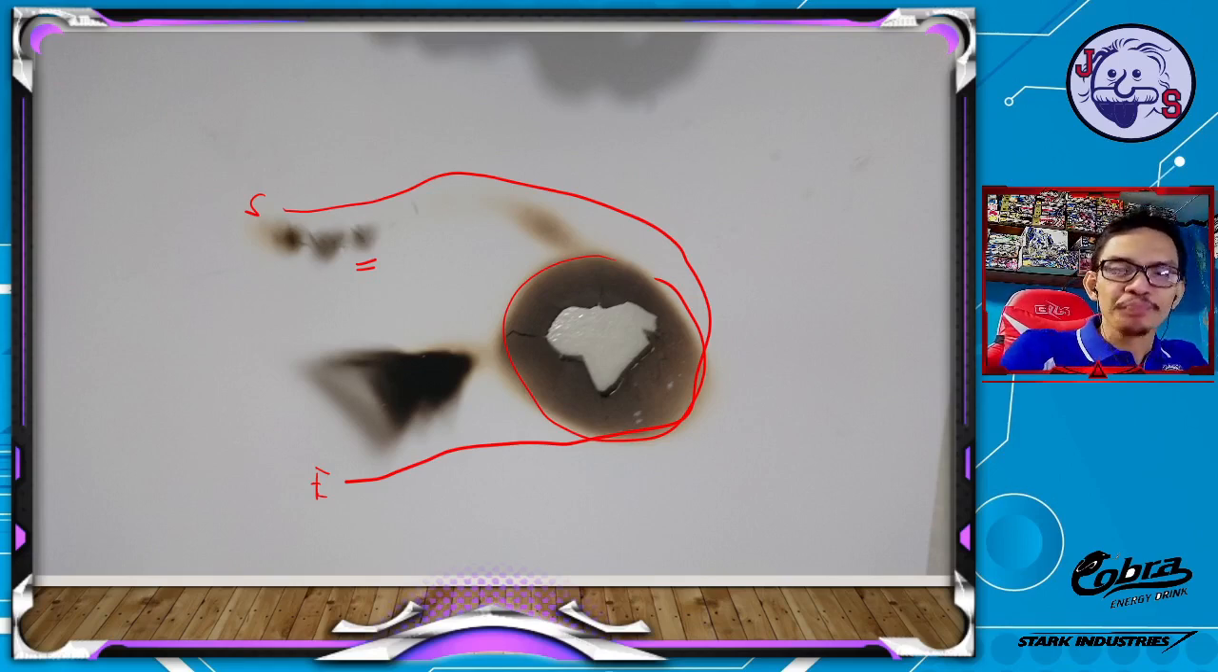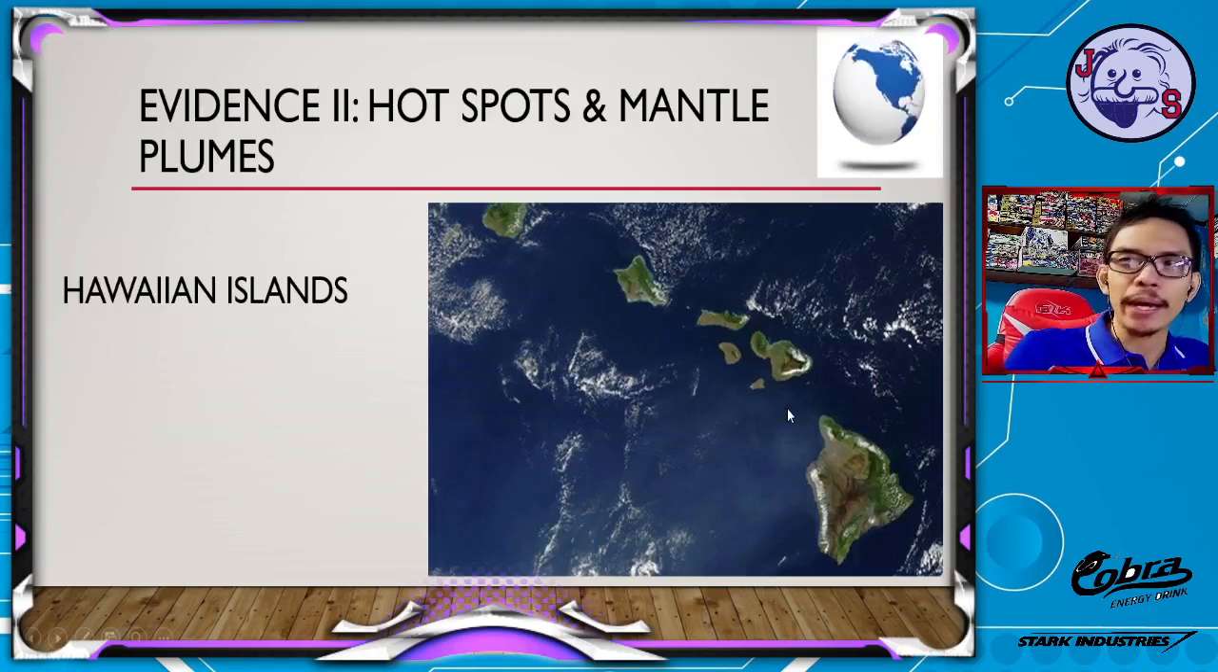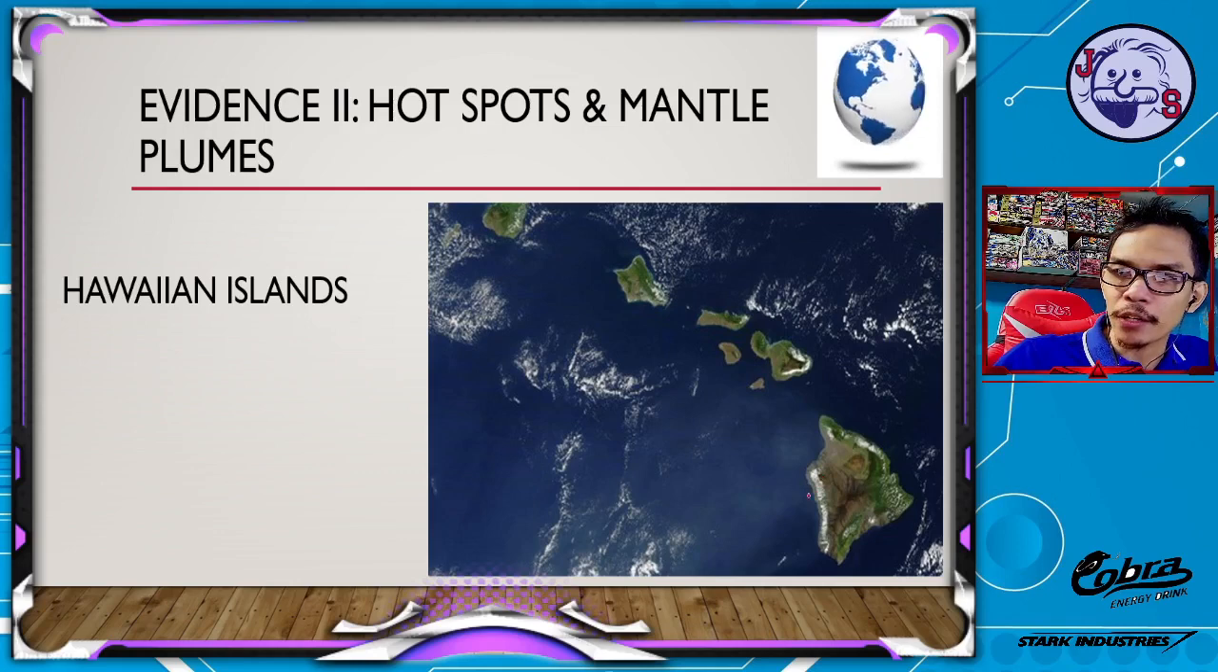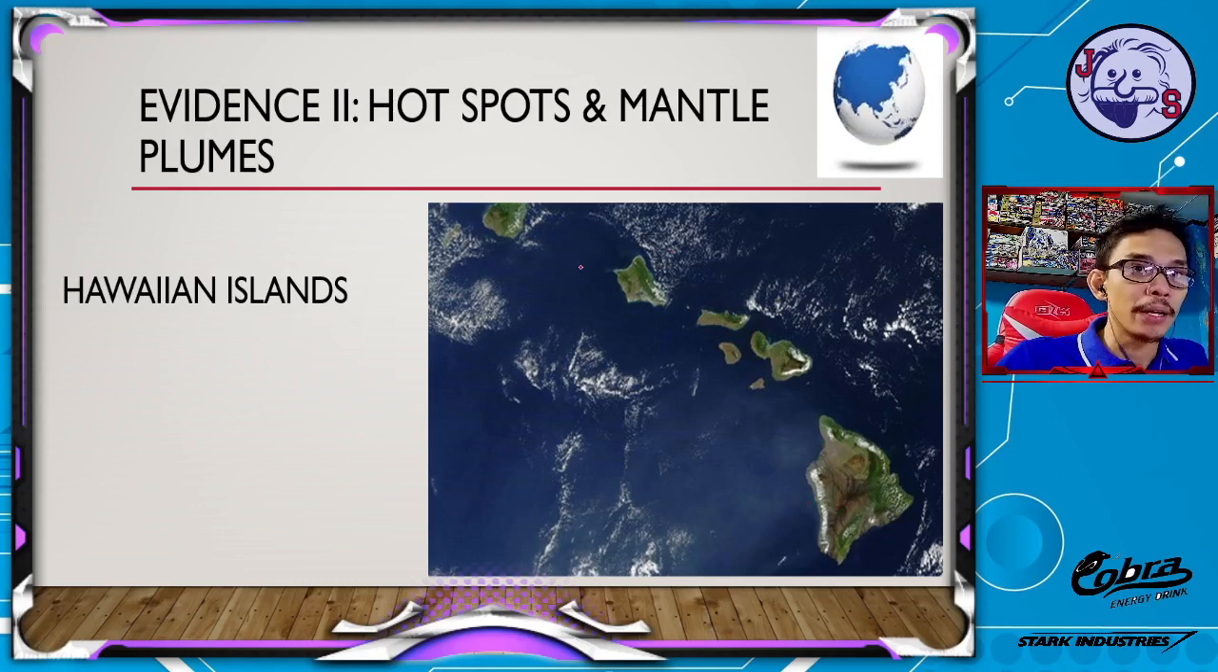So if you put this into the Hawaiian Islands, the larger island that you have here, Hawaii, is the present location of the mantle plume right now, because it is larger than the other islands nearby. The islands over here don't have any mantle plume at all, and no volcanoes will erupt in this particular area.